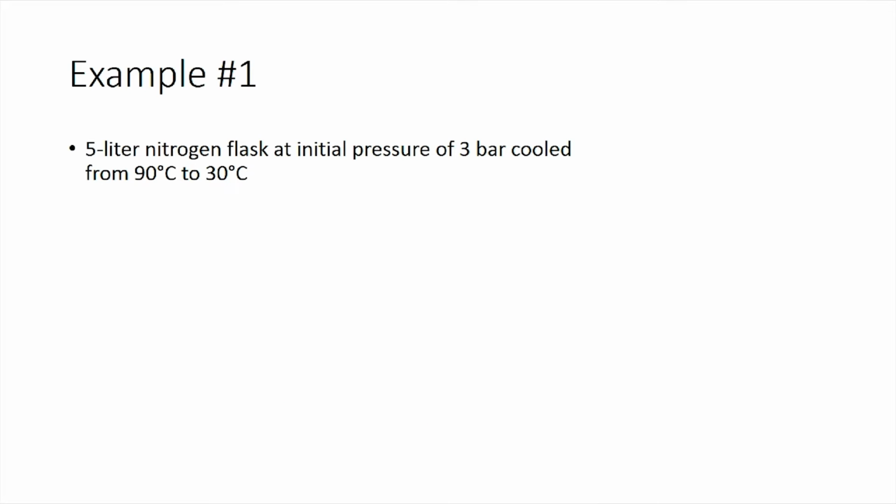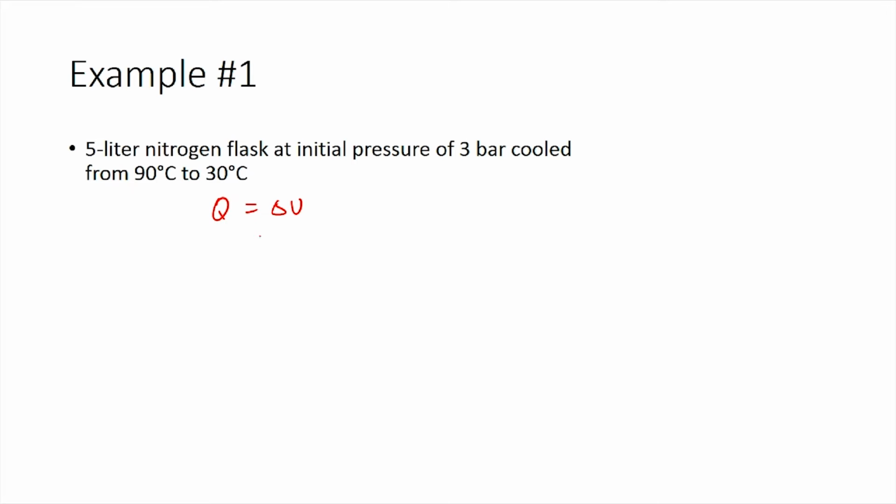The next process is a 5 liter nitrogen flask at an initial pressure of 3 bar, cooled from 90 degrees Celsius to 30 degrees Celsius. This would be a closed system and it is a constant volume system. So, you have Q equals delta U.